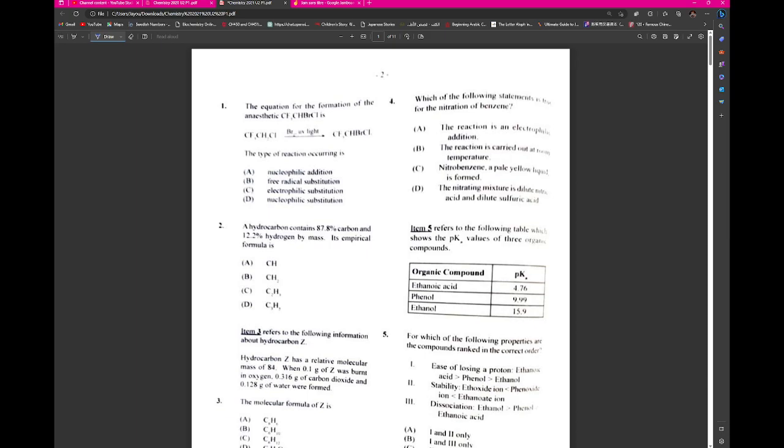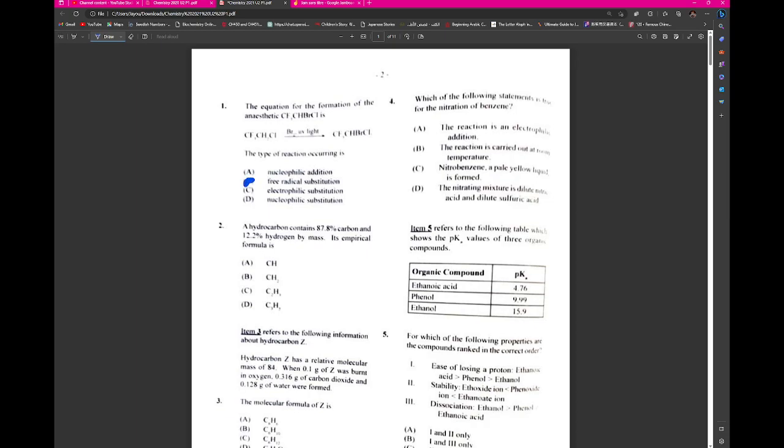Number one, the equation for the formation of the anesthetic above. An issue with this paper is that it's really hard to see sometimes, but we don't really need to care about the anesthetic per se. In the reaction that we have here, we have bromine in the presence of UV light. And we know that will create two bromine radicals, and this is free radical substitution.